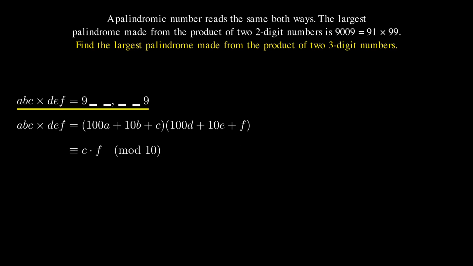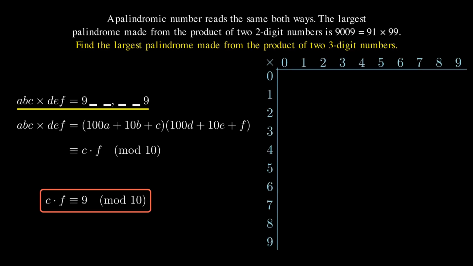So this whole multiplication is really modulo 10 C dot F. Modulo 10 gives me the last digit, and I want my last digit to be 9. So I want C dot F to be 9 mod 10. And there's not many ways to do this.